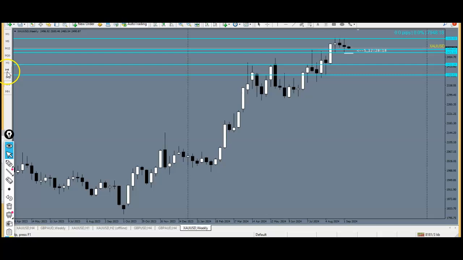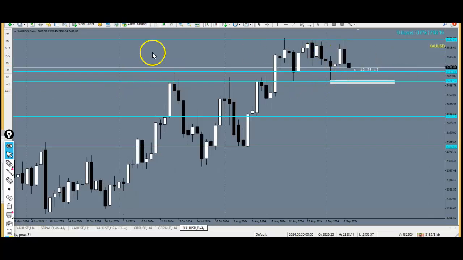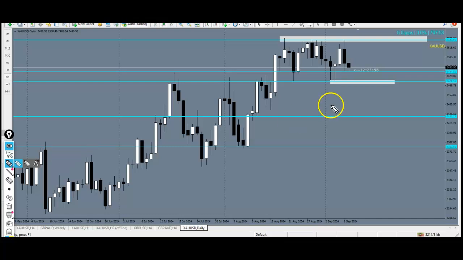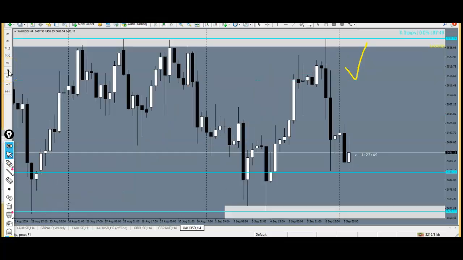Okay, so let's go back up. So right now we have our highs here. This high has been touching these highs and coming back down. So as long as we don't go above that, we have a slight bearish sense. However, we know that it could come in here and then bounce back up again. All right, so let's look at the 4-hour chart.